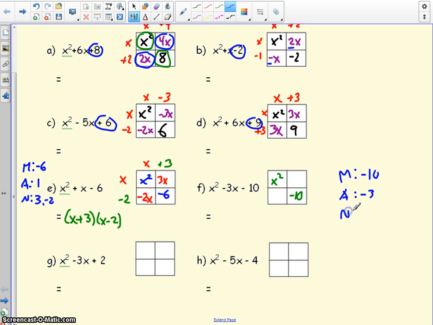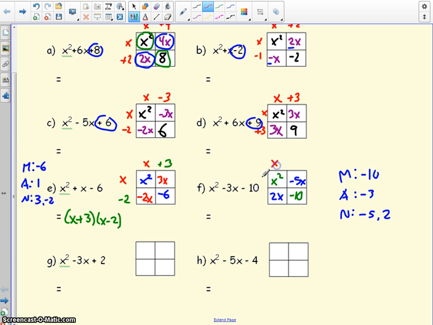Okay, so with a little bit of playing around with it, you might be able to see that these two numbers that work are going to be negative 5 and positive 2. So that gives me my x terms inside the array, negative 5x and 2x. Okay, and then I can figure out what goes on the outside.